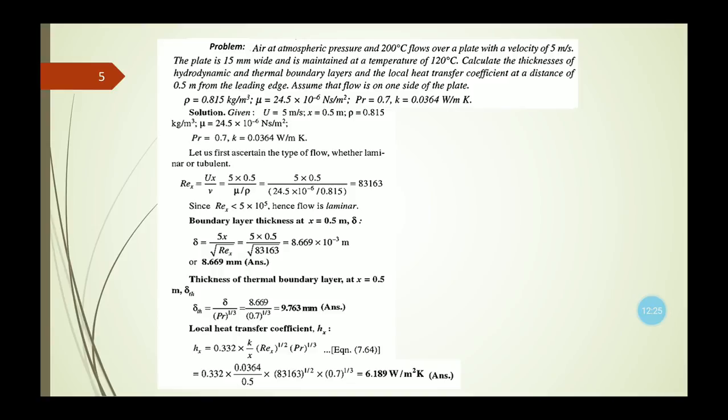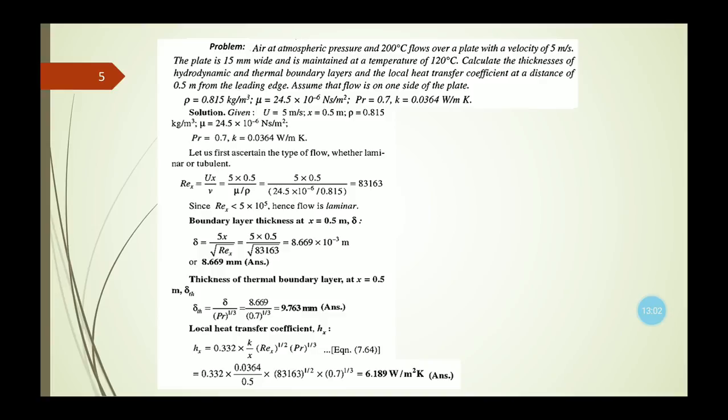The question says: air at atmospheric pressure and 200 degrees centigrade flows over a plate with a velocity of 5 meter per second. The plate is 15 millimeter wide and is maintained at a temperature of 120 degrees centigrade. We need to calculate the thickness of hydrodynamic and thermal boundary layers, that means delta and delta TH both, and the local heat transfer coefficient, that means Hx, at a distance of 0.5 meter from the leading edge. Assume that the flow is on one side of the plate.